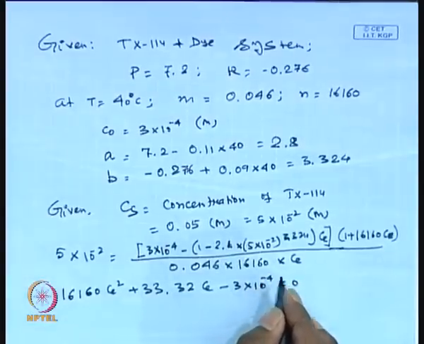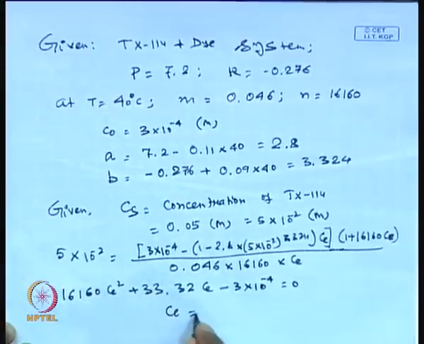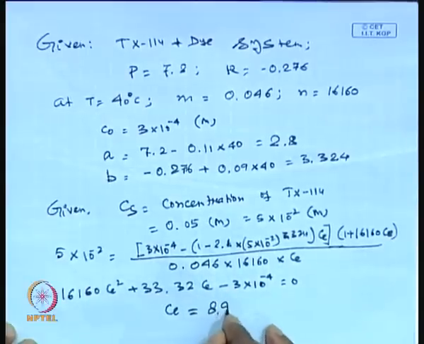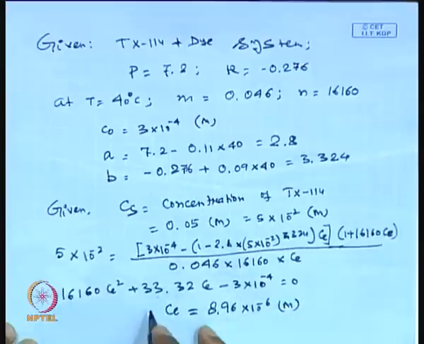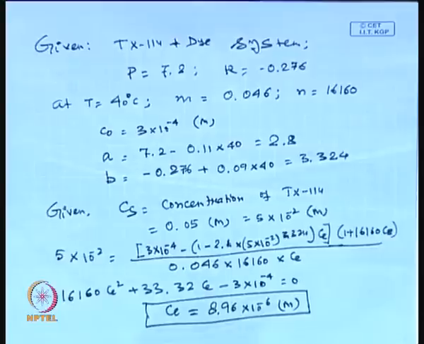So, that gives you a quadratic in terms of CE, and if you solve this expression by using the roots of the quadratic equation, minus b plus minus under root b square minus 4ac divided by 2a, that will give you 8.96 into 10 to the power minus 6 molar. So, this is the concentration that you are going to get from a feed concentration of dye from 3 into 10 to the power minus 4 molar to 8.96 into 10 to the power minus 6 molar. So, you will be able to reduce the concentration of dye by using cloud point extraction from an order of magnitude of 10 to the power minus 4 to 10 to the power minus 6. So, the extent of extraction or removal will be more than 99%.